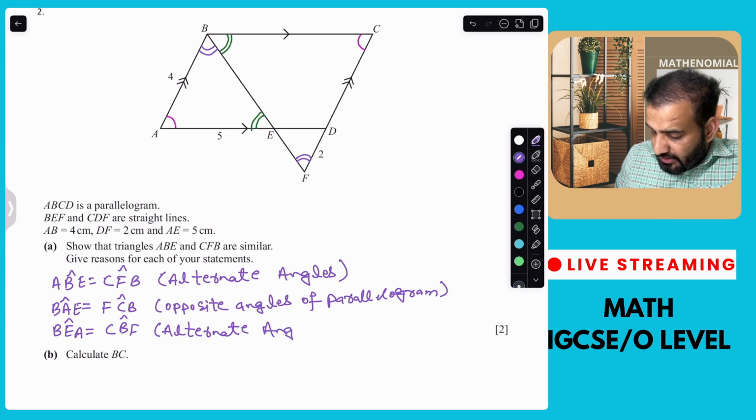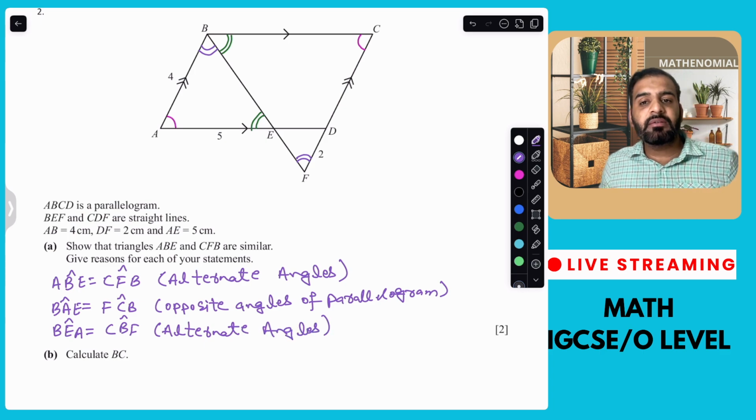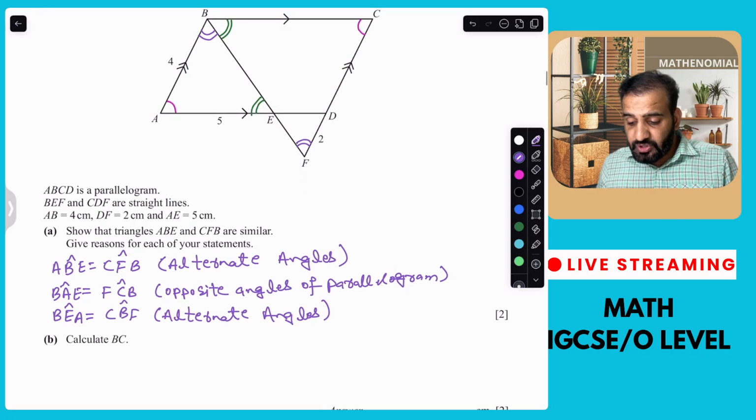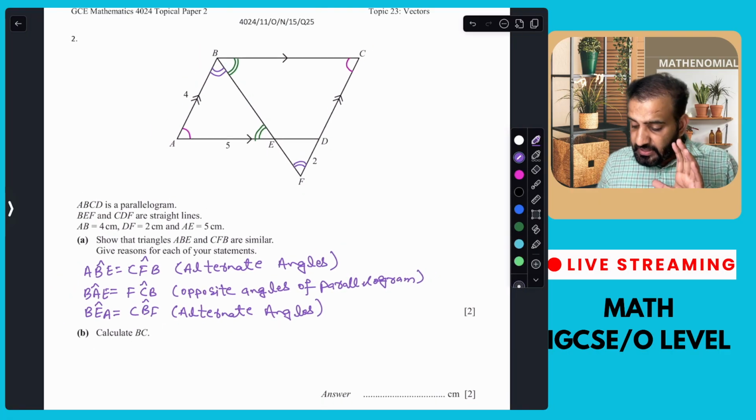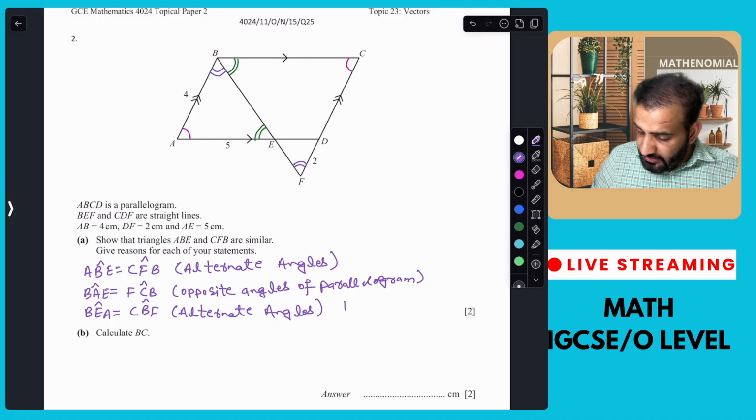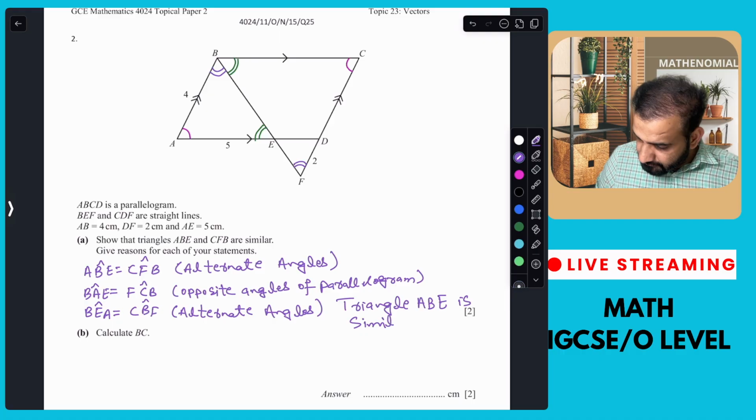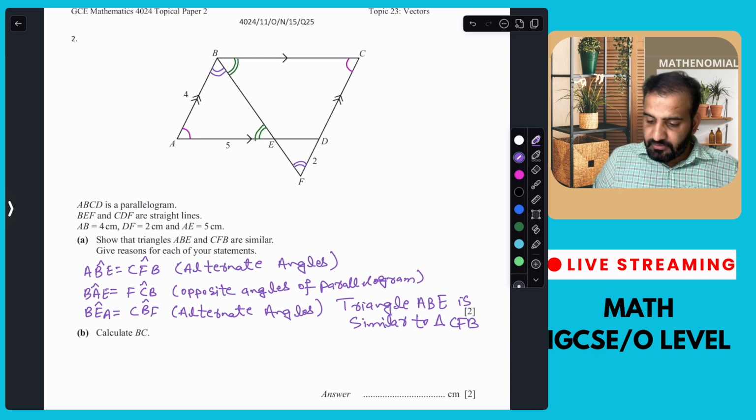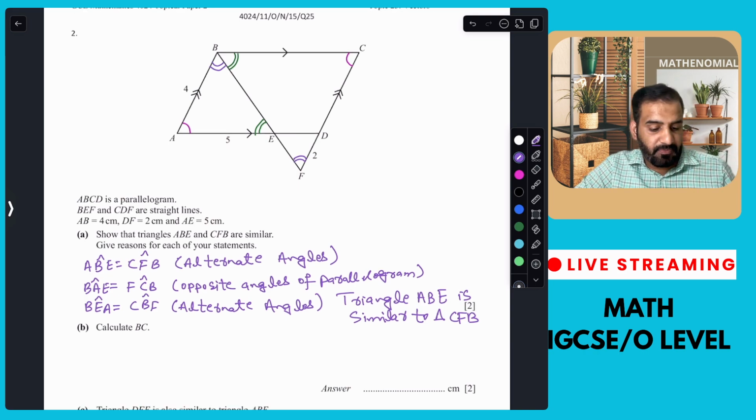If two or all three angles of two triangles are equal, then the two triangles are similar, that's it. So we have shown all three angles are equal. We can say triangle ABE is similar to triangle CFB, right? Let's come to BC.